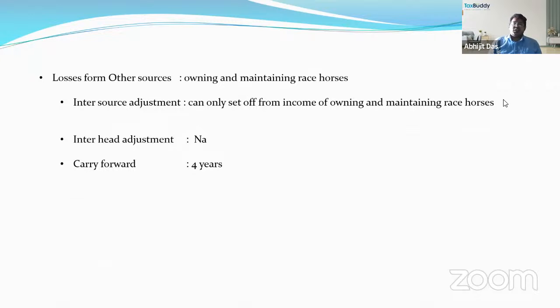Losses from other sources. There is only one type of loss which can arise in other sources, that is from owning and maintaining of race horses. Any other items will not have any type of loss in other sources. Inter-source adjustment for such loss can be set off against income from owning and maintaining of race horses. Inter-head adjustment is not possible. Carry forward period is 4 years.